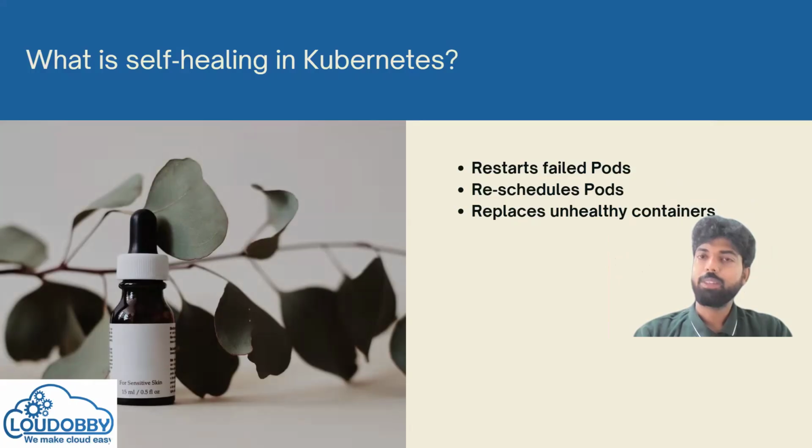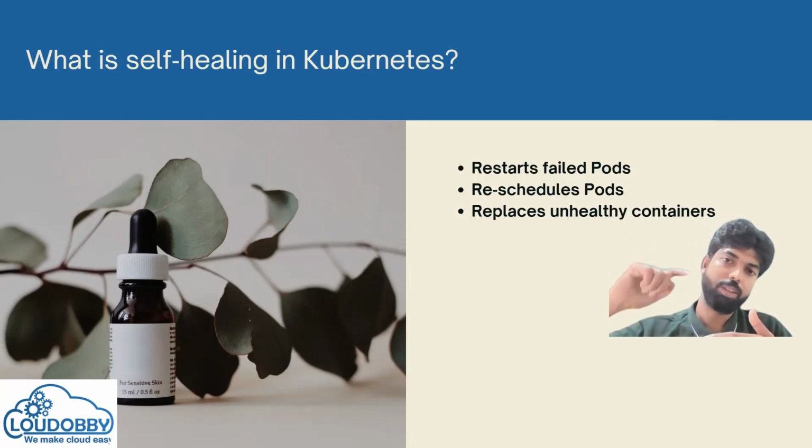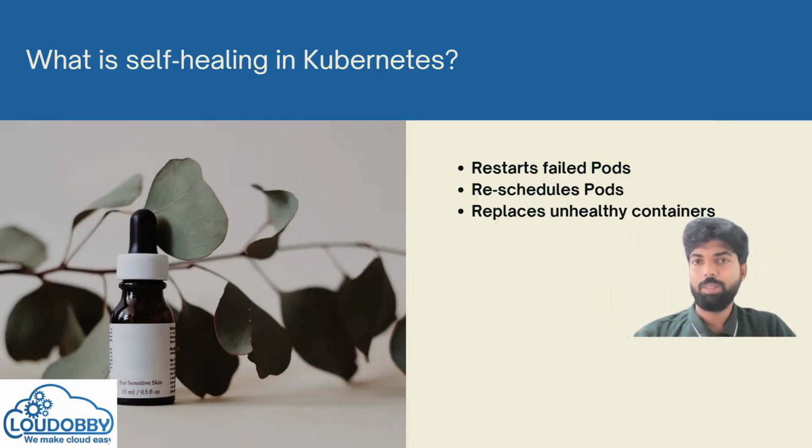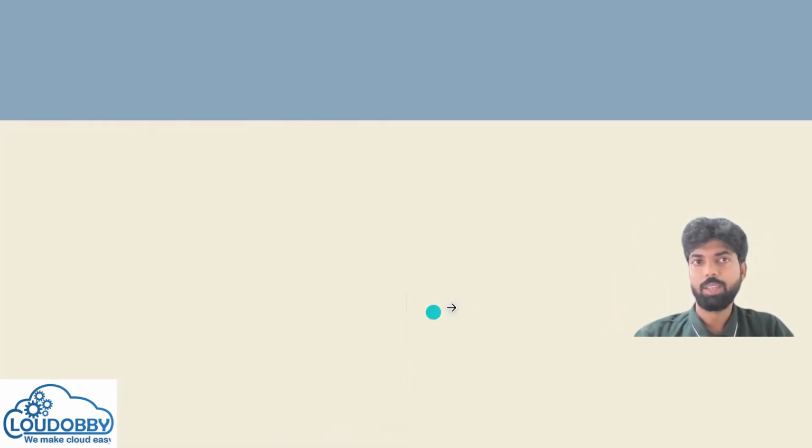Okay. What is self-healing in Kubernetes? Basically, self-healing means if any pod is not running, it needs to restart. When it restarts, the scheduler will automatically reschedule the pod on a different node, because maybe the particular node has consumed its CPU and memory. Then it replaces the unhealthy containers. If a container is not healthy, it will try to redeploy and make the container run. This is the self-healing mechanism of Kubernetes.